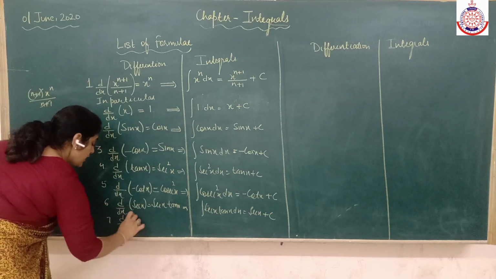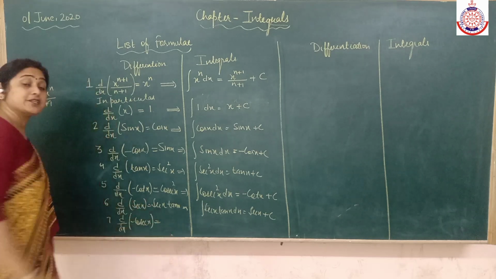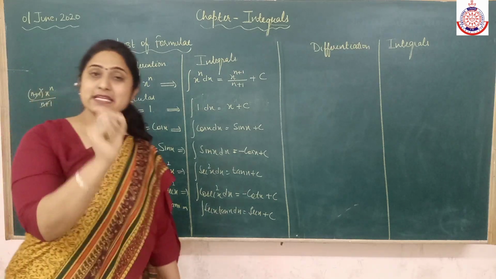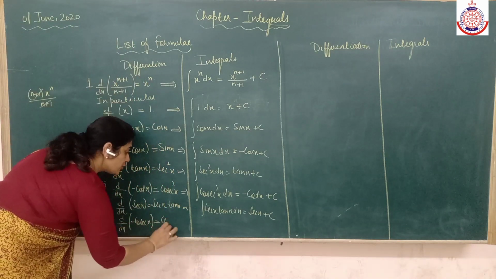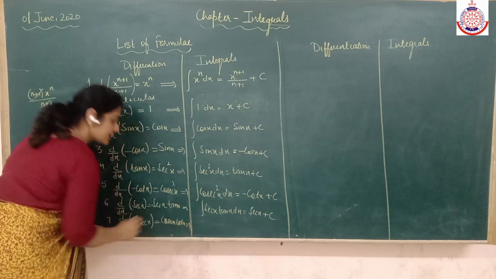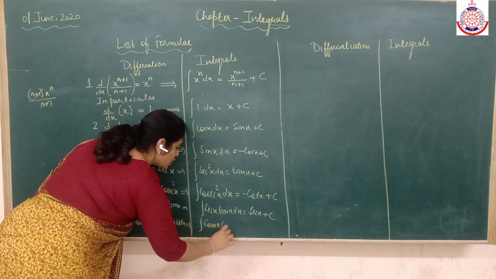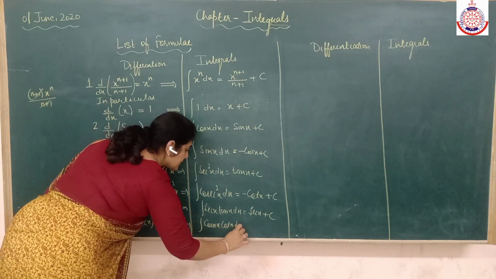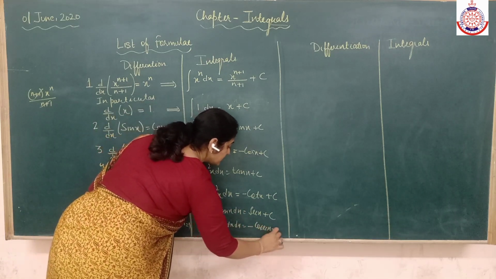Differentiation of minus cosecant x. Differentiation of cosecant is what? Differentiation of cosecant is minus cosecant into cot. So here minus already we have. So it's going to be cosecant x into cot x. That means integration of cosecant x into cot x is minus cosecant x plus c.